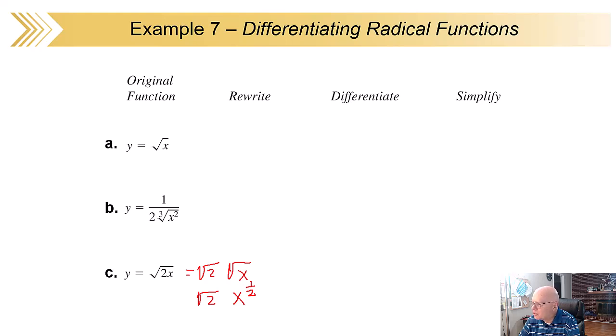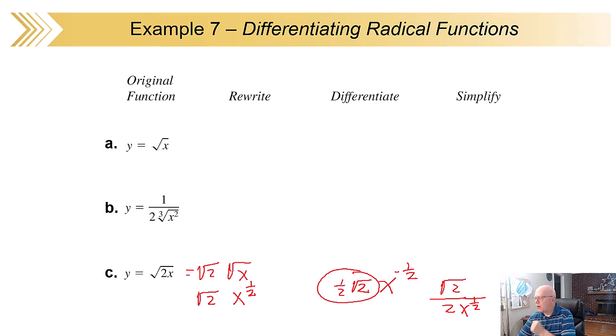Now I'm ready to differentiate. Bring that 1/2 out front. So I have 1/2 square root of 2 x to what power? You with me on this? Subtract 1 from that 1/2. Negative 1/2. Now what does that look like? Okay, first of all, if you take these two, you've got the square root of 2 over 2. Now what about the x? What you've got is x to the 1/2 power down here.